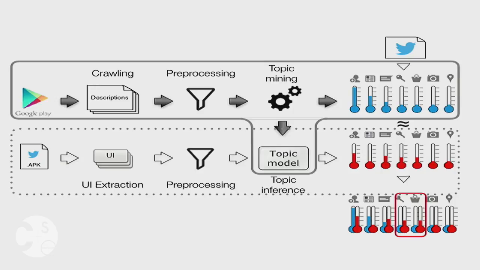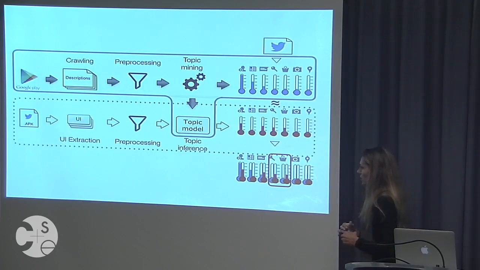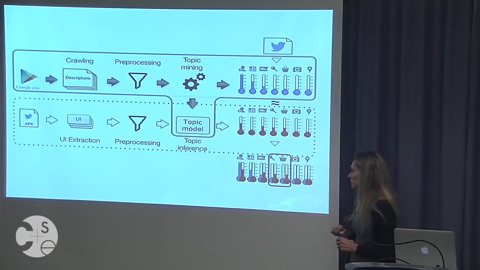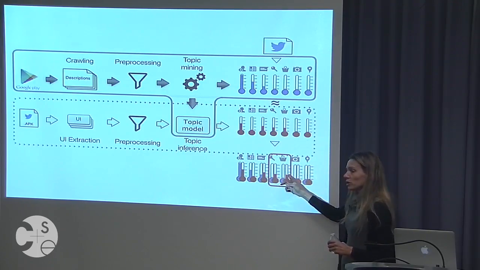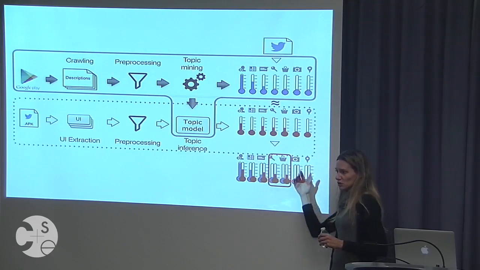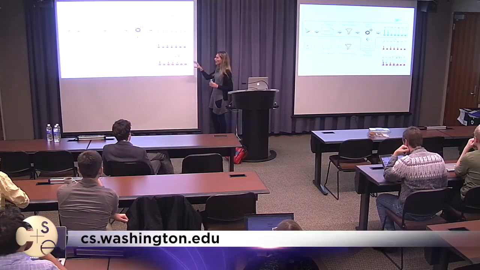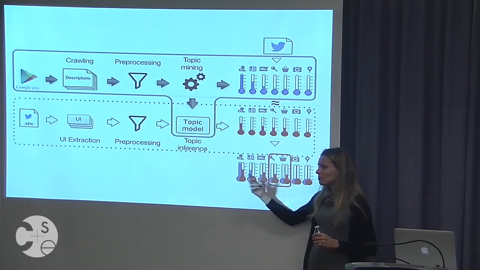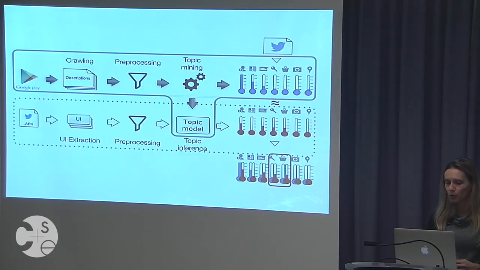What do we do at this point? We report when there is some significant difference. If the probability differs by more than 0.2, if I remember correctly, then we report this. We report only the cases when there is a high probability of belonging to a topic in the UI and a lower probability in the description, because this identifies the case when something can be inferred by looking at the UI but is not described. The opposite case, where the description talks about something but the same topic cannot be found in the UI, is something that we think is less important to report.